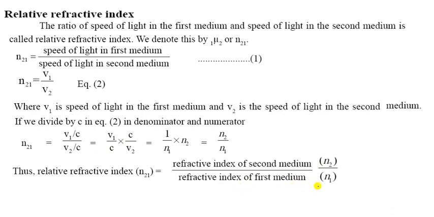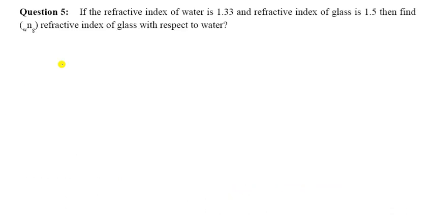That means the ice floats over the water because it has low density. So you can learn this table. Now come to the refractive index. What is the refractive index? The ratio of the speed of light in the first medium and the speed of light in the second medium is called relative refractive index.